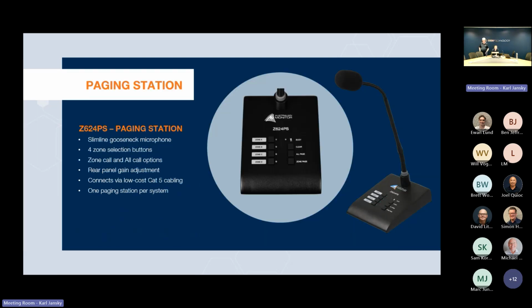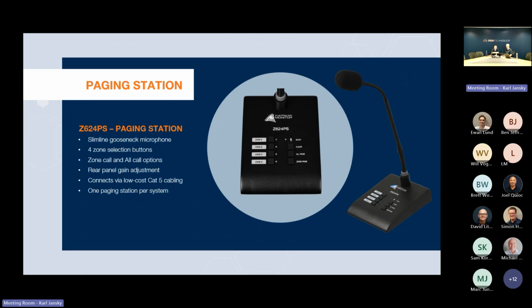Moving on to the paging station. The Z624 PS has a slimline gooseneck microphone, and it has the 4 output zones, so you can individually select these output buttons in order to page to the zones that you wish, or it has an all page button so that you don't need to select them and it will automatically page to all the zones.